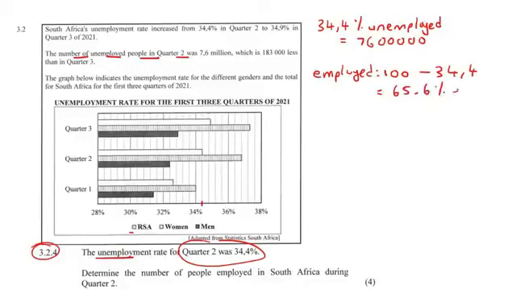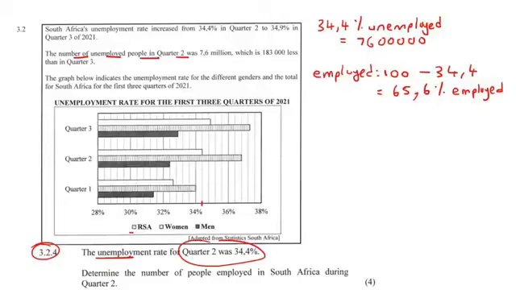65.6% are employed. I hope that part makes sense. It should be fairly straightforward for most of you that if 34.4% of the people are unemployed, then 65.6% of them are employed. So if 34.4% don't have jobs, then 65.6% do have jobs. Remember, they're not talking about children and they're not talking about older people who are above 65. They're talking about all the people who can work. That's what we're talking about here.